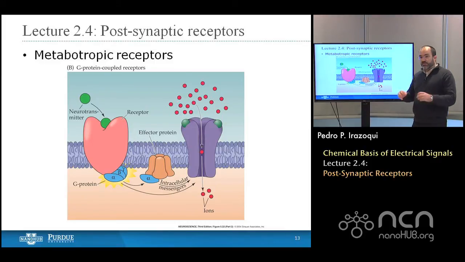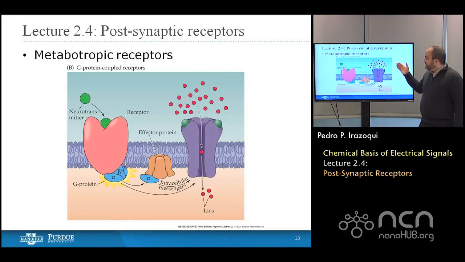Those G proteins diffuse away from the point of their release, and they bond with effector proteins, or they bond directly with ion channels. If they bond with effector proteins, the effector proteins can release a large number of intracellular messengers, which can bond with a large number of ion channels. Those ion channels then open up, but they're opened from the inside of the cell, so it's intracellular messaging, and the ions themselves flow through, and you have that same depolarizing or hyperpolarizing effect.